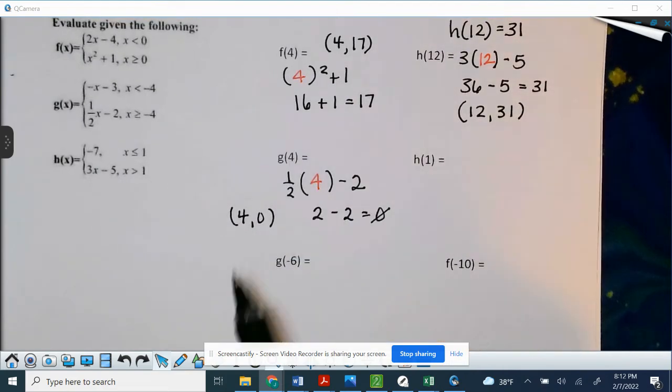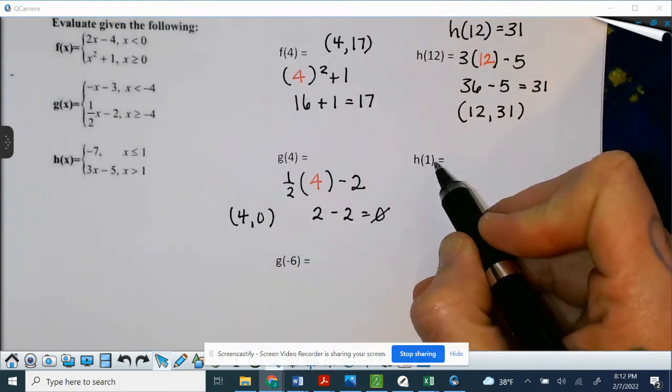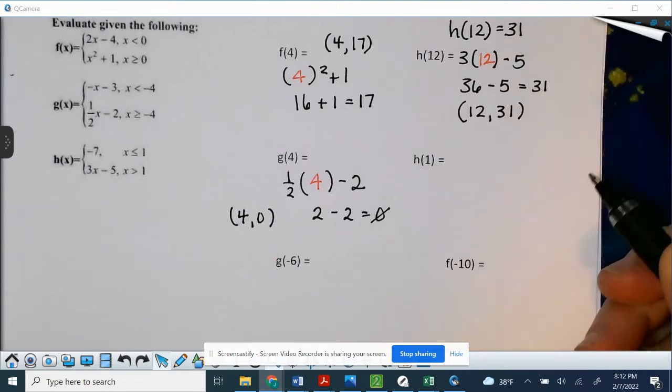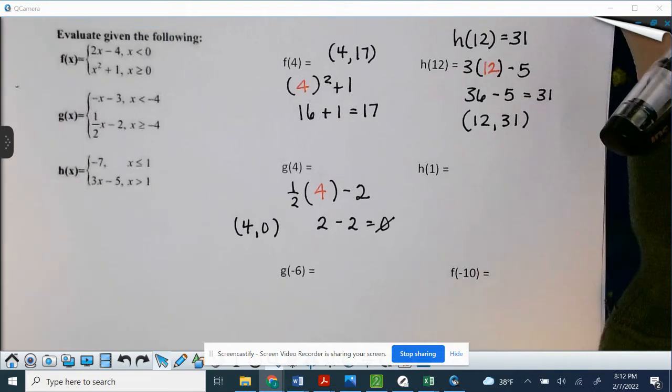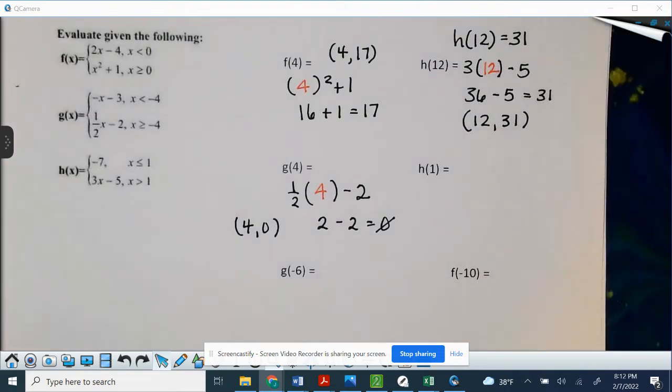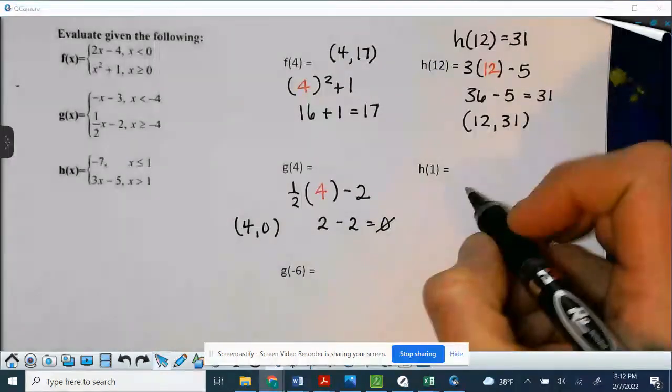All right, and then h of 1. And pause the video at any time if you want to try this by yourself, because now's the time to mess up before the quiz. You've got plenty of time in notes and practice to mess up. That won't hurt you. Quiz is when you want to know what you're doing. So you want to mess up, figure out your mistakes, and fix it before it's go time, especially EOC go time. So h of 1.